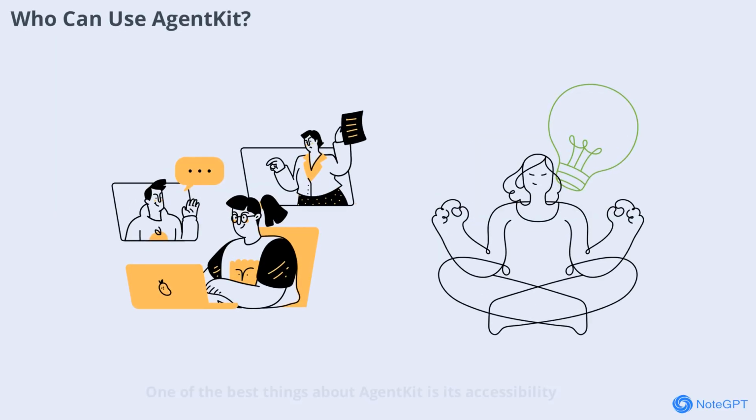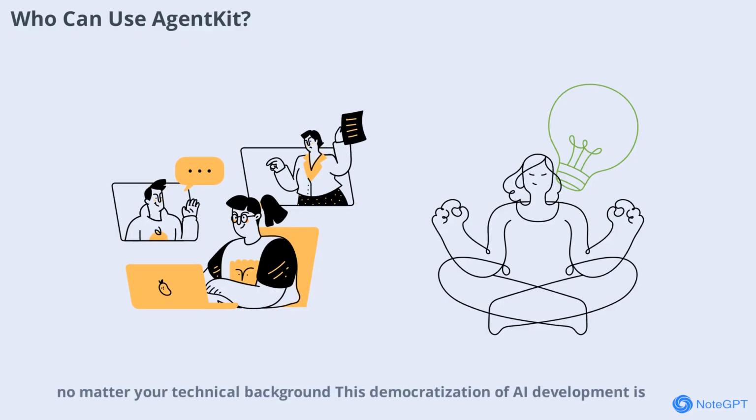One of the best things about AgentKit is its accessibility. You don't have to be a professional developer to get started. The platform is designed for everyone, from tech enthusiasts and hobbyists to business owners and educators. If you have an idea for an AI agent, AgentKit gives you the power to bring it to life, no matter your technical background. This democratization of AI development is what sets AgentKit apart from other tools.